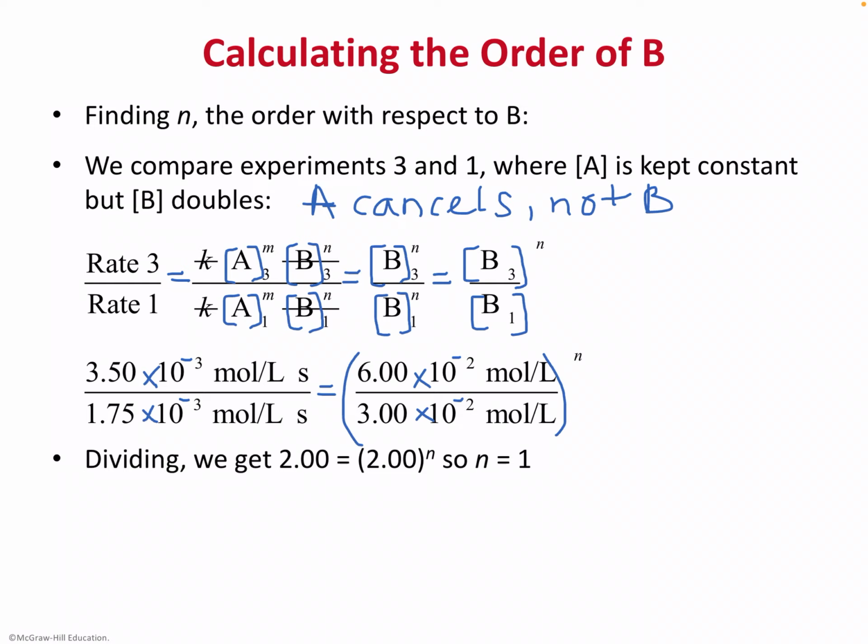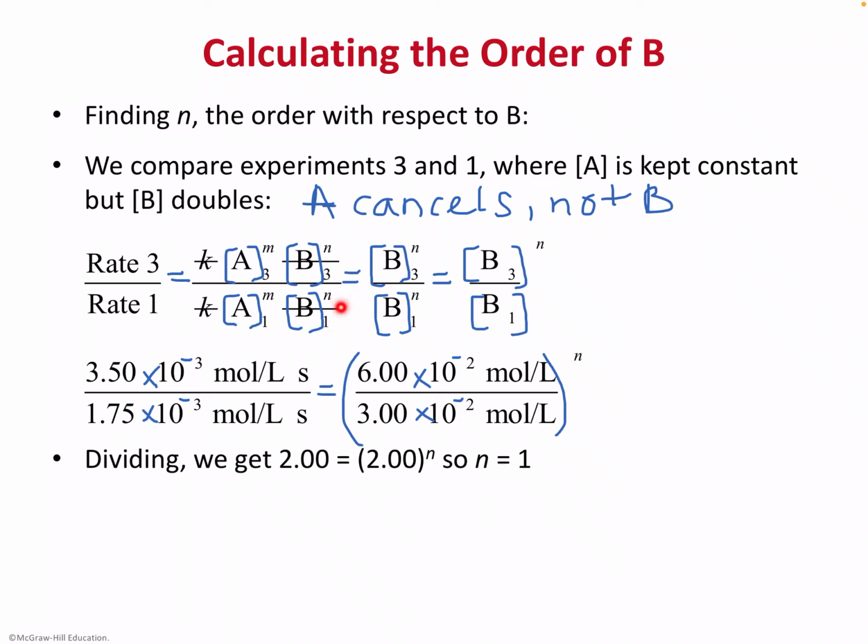Finding n, the order with respect to B. We compare experiment 3 and 1 where A is kept constant but B doubles. So rate 3 over rate 1, K. Concentration of A in the third experiment over concentration of A in the first experiment. They are the same orders. And then the B. Concentration of B in experiment 3, concentration of B in experiment 1. And their orders are n.